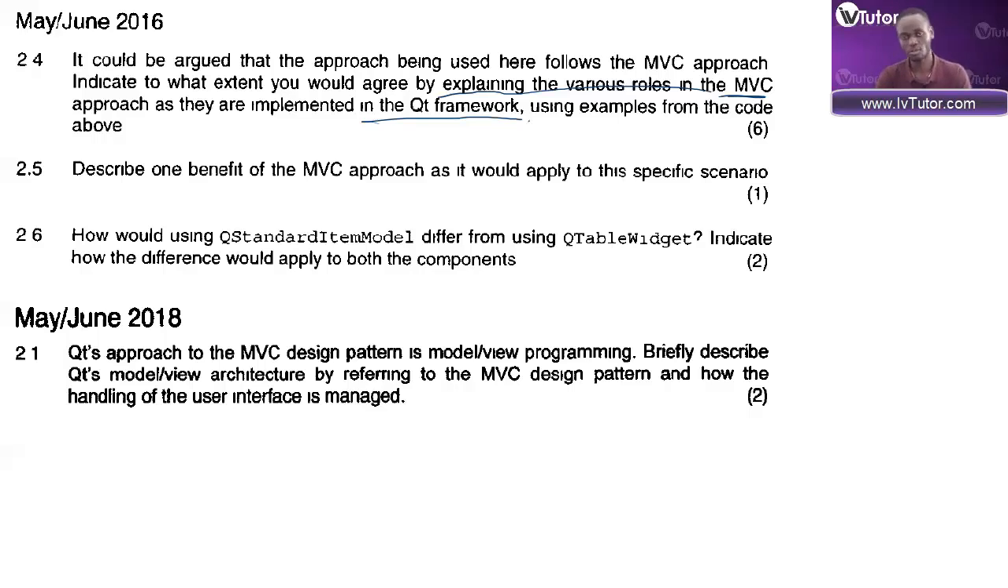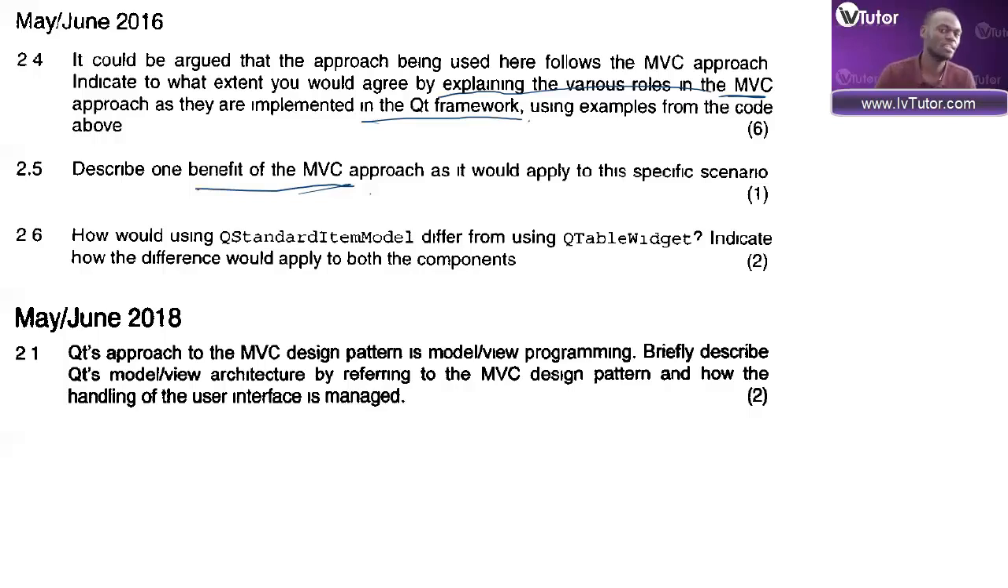And then explain the same way, because the delegate sits between the model and the view. It controls data flow between the model and the view. And you can explain what the delegate does briefly there if you want. But that is basically what this question is talking about, right? 2.5, give one benefit of the MVC approach as it would apply to this specific scenario. So when we talk about benefits of MVC, you can pick any of the benefits of design patterns. For instance, code reuse, and you can explain that one.